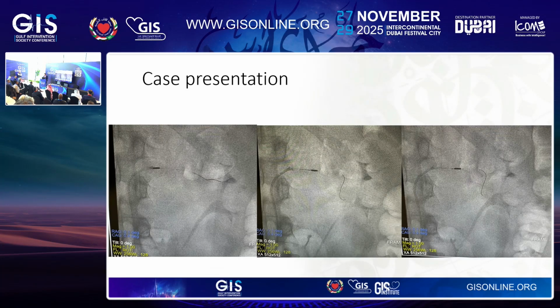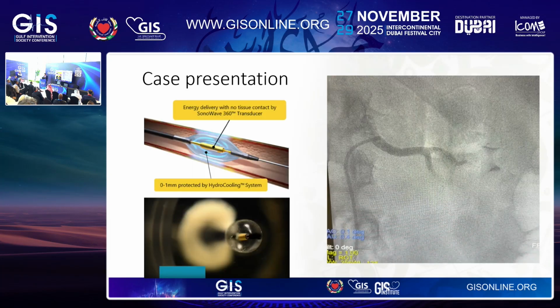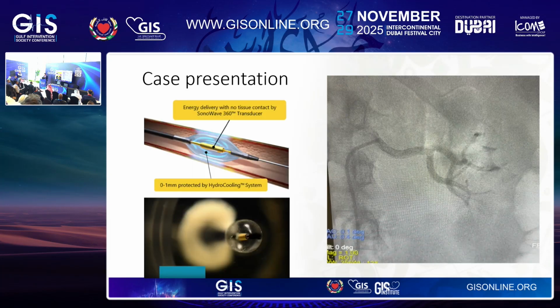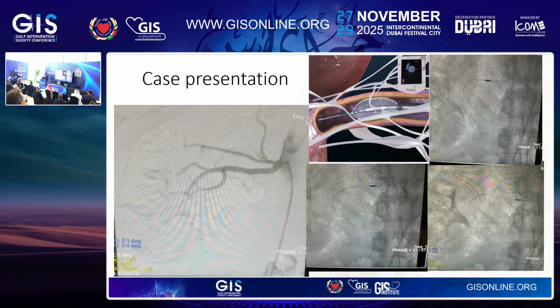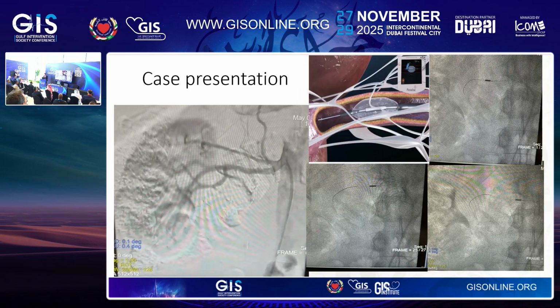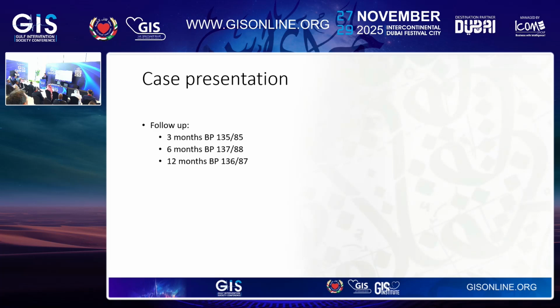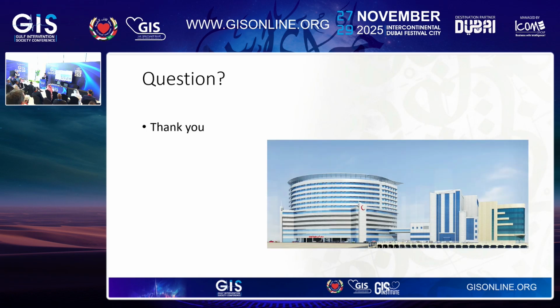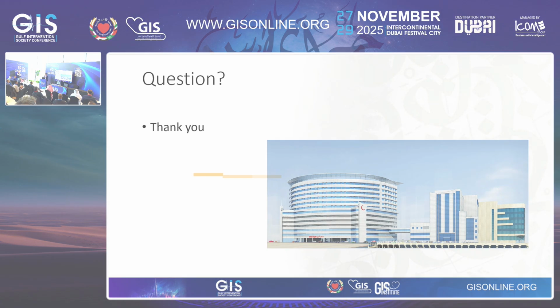We did 3 ablations on the right side and also on the left side, and then we did a renal angiogram, and we did also 3 on the right side. His follow-up after 3 months, blood pressure 135/85. Actually, this patient was done last year, not last month. And at 6 months, 135/88, and I saw him last week, blood pressure 136/87. All right, that's all.